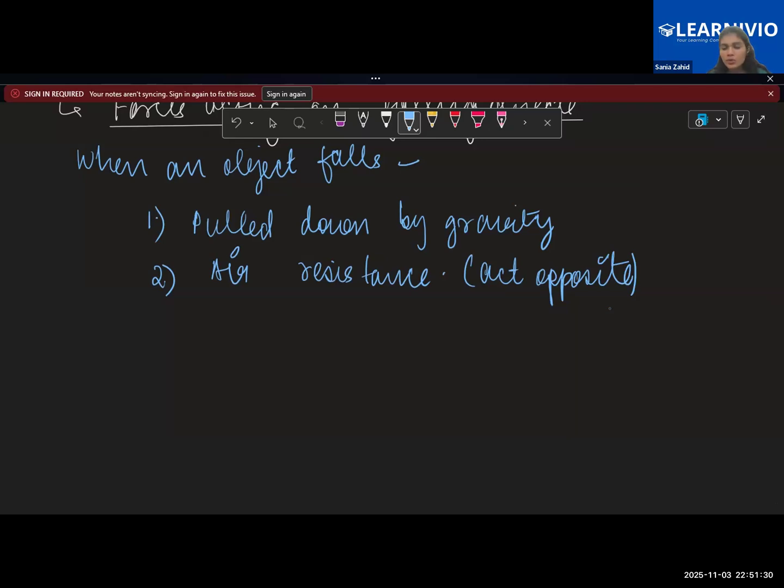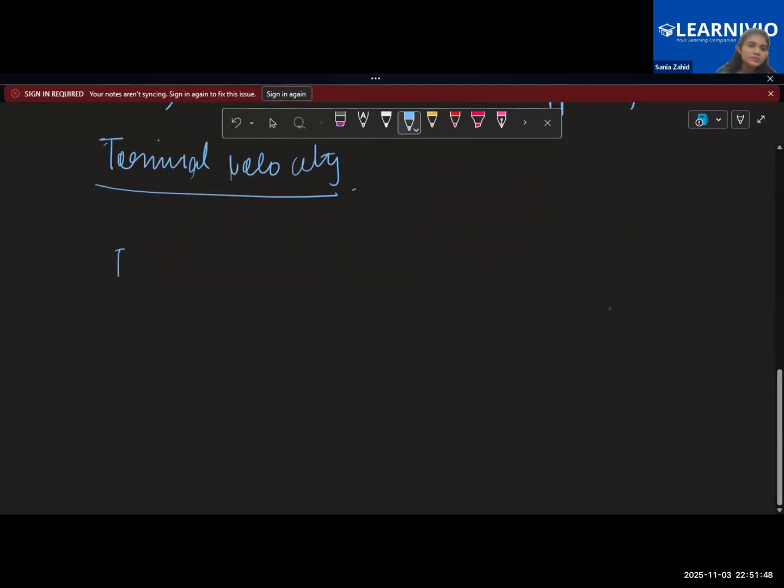Now, what is the terminal velocity? Terminal velocity, I told you, is when all the forces on the object are balanced and the object is falling at a constant speed. That was terminal velocity. So these points were completed. Now, in your syllabus, you have a practical, extension, and force.